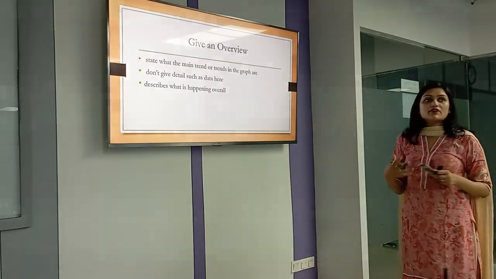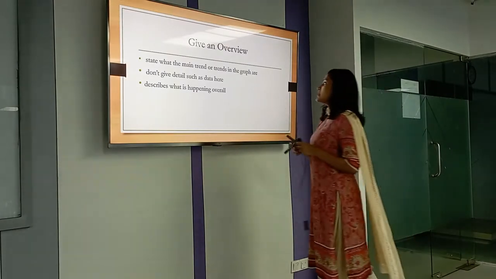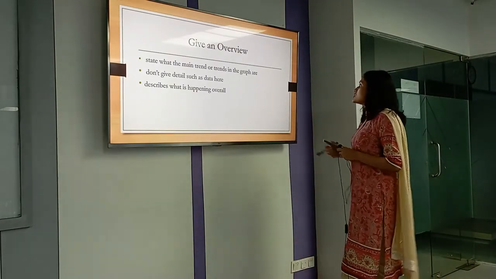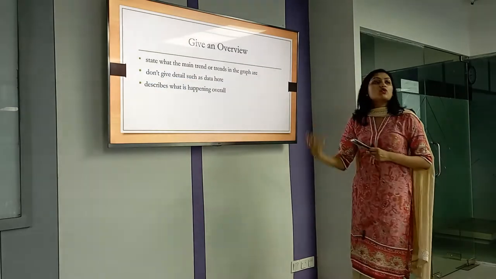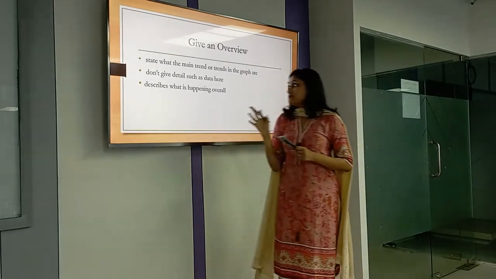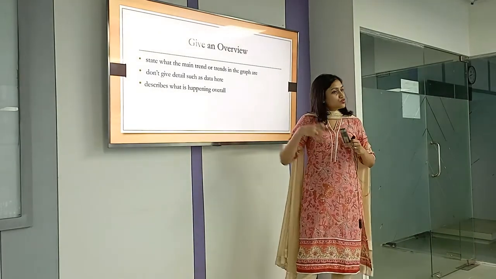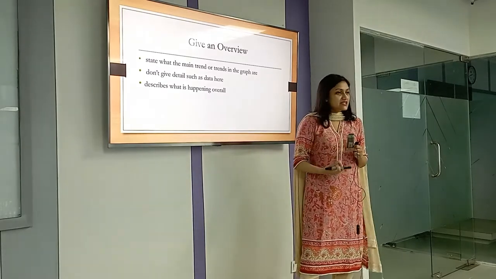After that, you have to give an overview. So you state what the main trends are. That is the main trends, the main core topic that you can approach. I'll give you an example. Don't give details such as data here. So in the overview, you don't have to give the data. We will give the data in the detailed part.